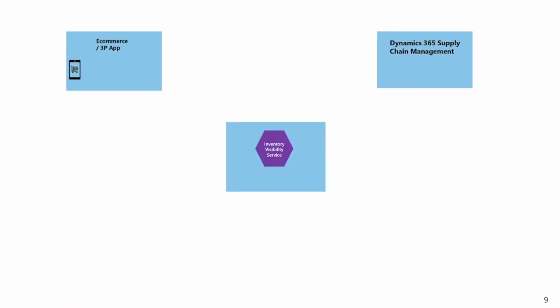So now let us go through the same business scenario we saw earlier with the new enhancements to the soft reservation and identify the differences in the process flow. Again, we have 3 applications: the e-com website, Dynamics 365 SCM, and the inventory visibility service. Product and pricing details are available to the e-com website so that customers can browse products and place an order.